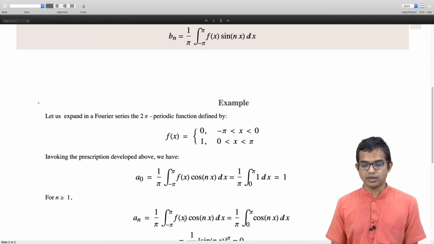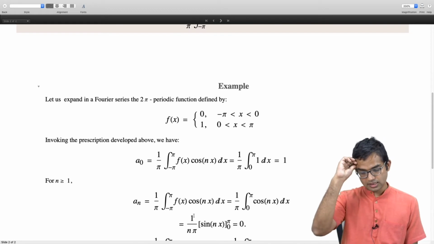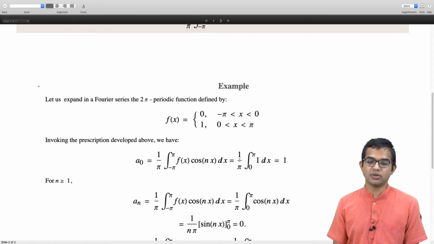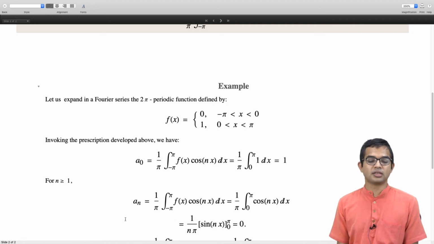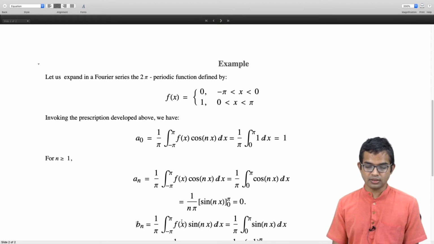But if n is greater than or equal to 1, a_n is 1 over pi integral minus pi to plus pi f of x cosine of nx dx, which is 1 over pi integral 0 to pi cosine of nx dx. And now you get 1 over n pi sine of nx from 0 to pi, but sine is going to be 0 both at x equal to pi and x equal to 0, unless n is 0, which we have already seen. That's a separate case. You cannot blindly put it into this. So a_n is 0 if n is greater than or equal to 1.